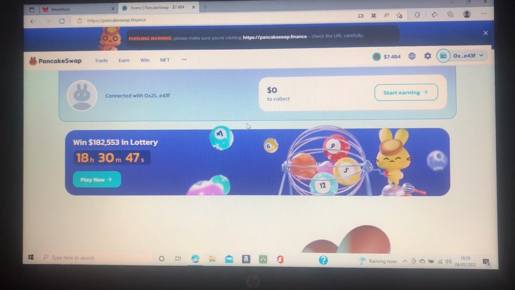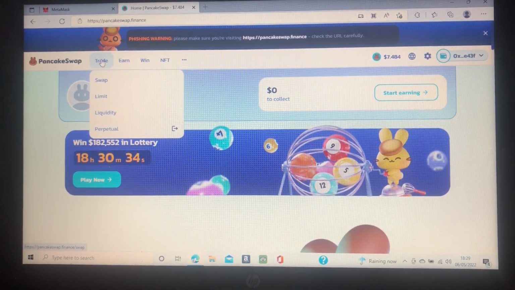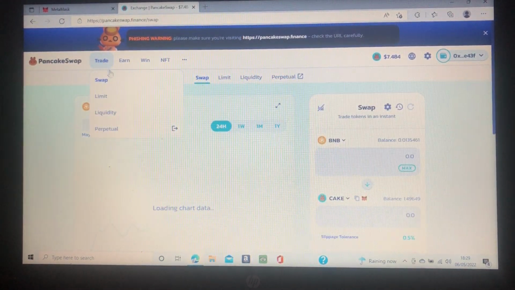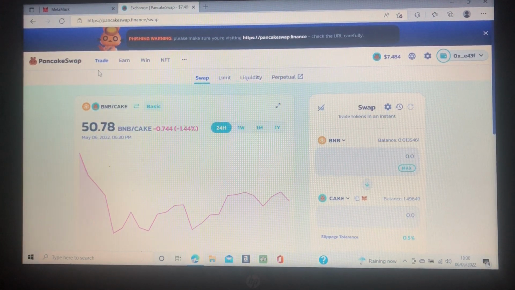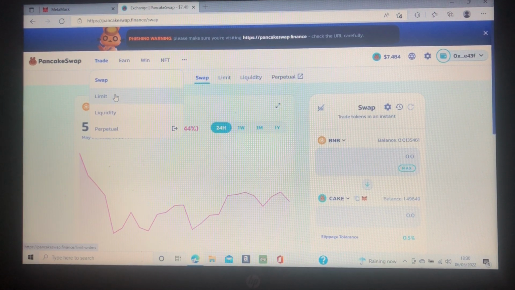Alright, an overview of this entire decentralized exchange. They have a lottery. If you have money to risk, you could enter the lottery. Well, I've never tried it. For the other ones, trade has to do with swap, limits, liquidity, and perpetual. Swap means that there is a trading pair, like BNB and cake. Whereas limits means that you buy. Okay, we'll go through all of them.